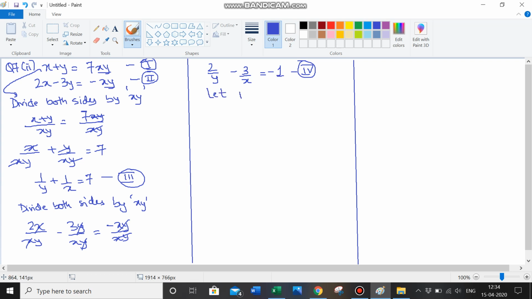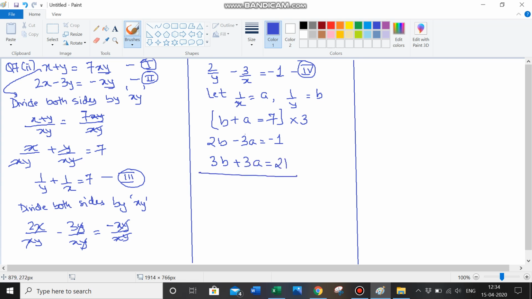So let 1 upon x is equal to a and 1 upon y is equal to b. So my third equation becomes b plus a is equal to 7, and this equation becomes 2b minus 3a is equal to negative 1. Now let's multiply this equation with 3. If I multiply this equation with 3, I get 3b plus 3a is equal to 21. Let's add these two. This and this get cancelled, and I'm left with 5b is equal to 20. Therefore, b is equal to 4.